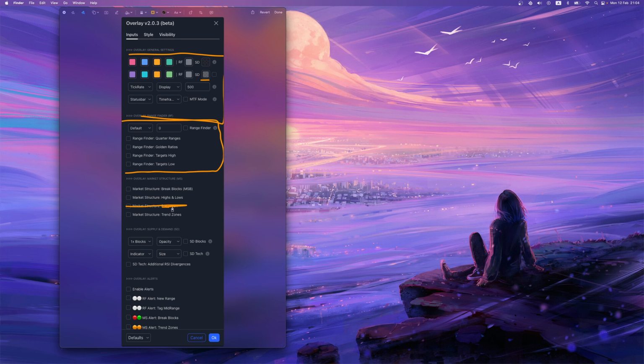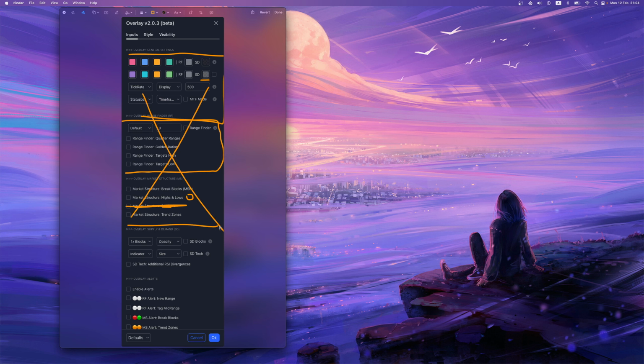wait, I messed this up. This is not here anymore. So there was a second tick box next to SD Tech previously. That tick box is now here. I'll show you. But yeah, I made the screenshot before I made that last change, so that's why it's not here in the screenshot.